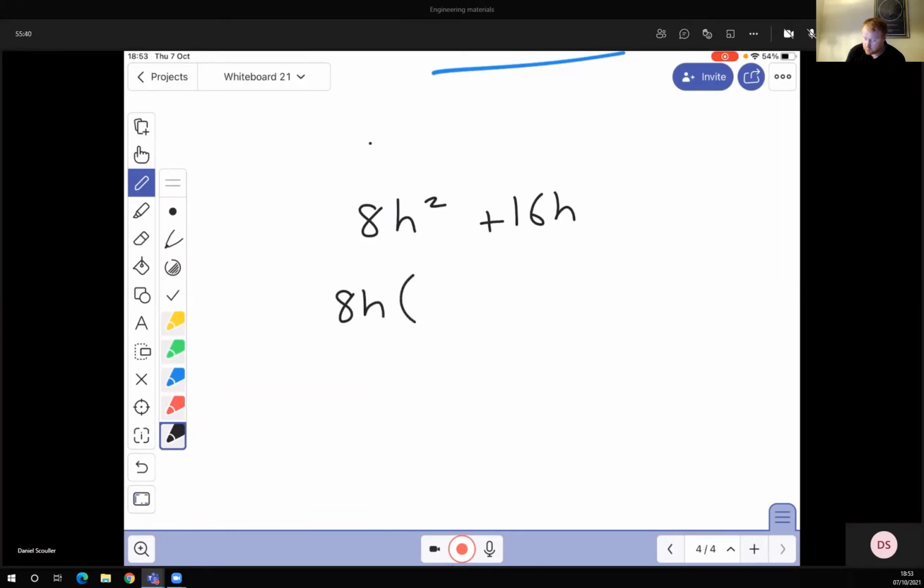So 8h times what is 8h squared? We throw in an h there. Plus 16h, so 8h times what is 16h? That's a 2. So raising the complexity a wee bit more. Remember we can take letters and numbers.